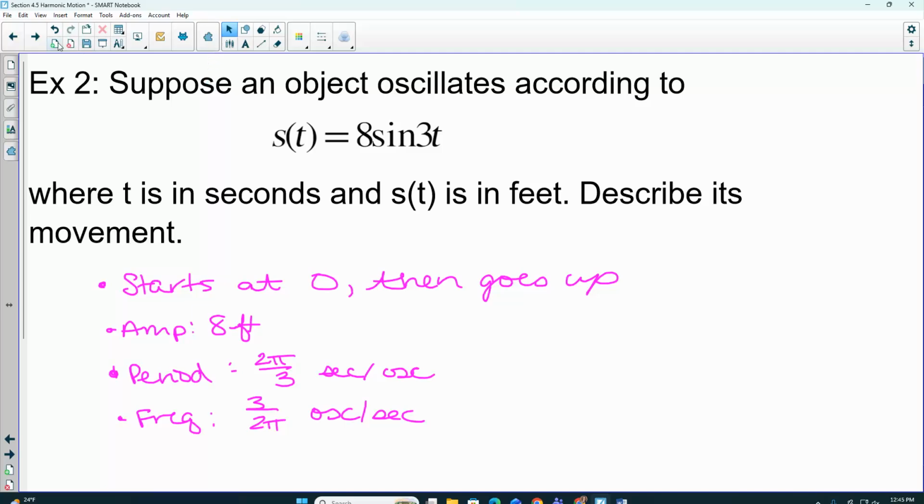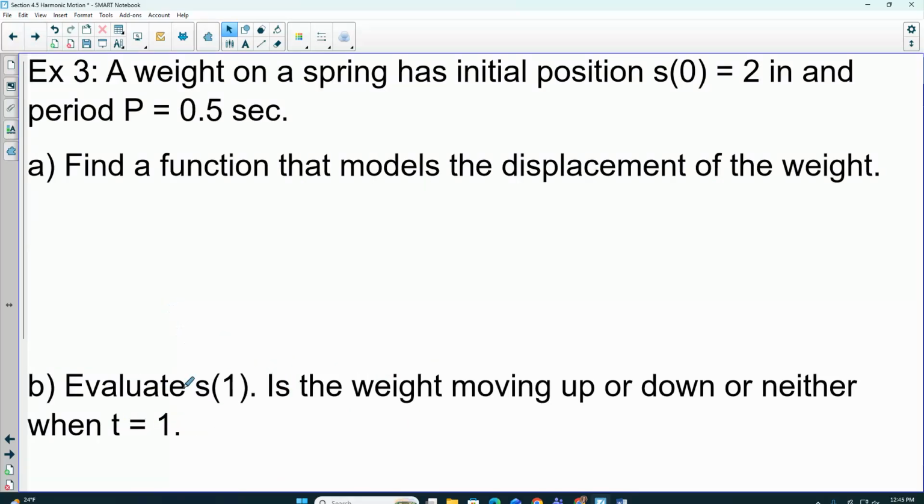Let's look at another one. A weight on a spring has an initial position, S of 0 equals 2 inches. That's meaning at time 0, the height is 2. Is that sine or cosine? Cosine. Sine has to start at 0 since it didn't. This is a cosine function. Okay. Since it started at a positive 2, was it flipped? No. All right. What would my amplitude be? 2. So it would have to be a 2 cosine.